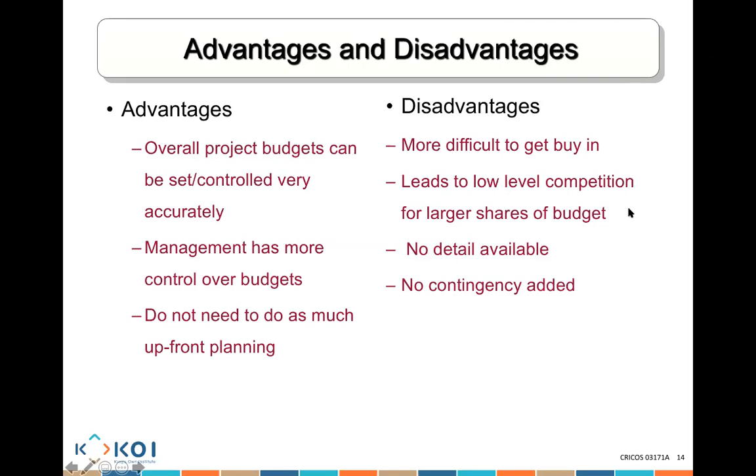There's no details available because it's simply a high level estimation and there's no contingency added. So what if something was to go wrong? What if there was an issue? What if there was a coronavirus? What if there's a problem? There's no contingency added to that sort of example. So it's an issue because it's high level. It has its advantages and its disadvantages.